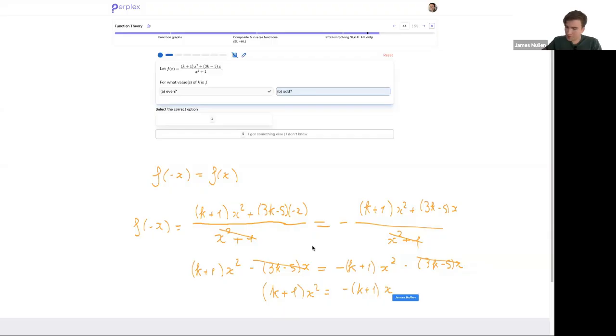And just as in the previous part, this is true for all x, which means that k plus 1 has to be 0 because I have a number equal to its negative. I didn't put a multiple choice option, that's my bad, but the answer is k is equal to minus 1.